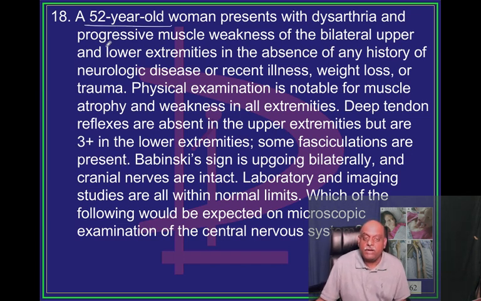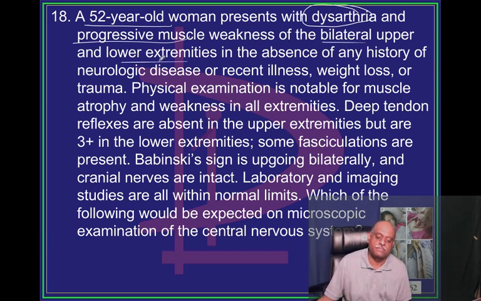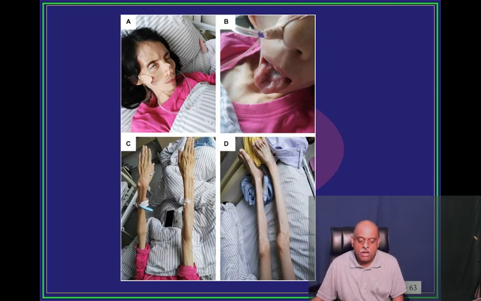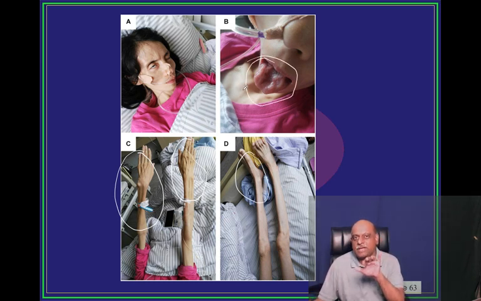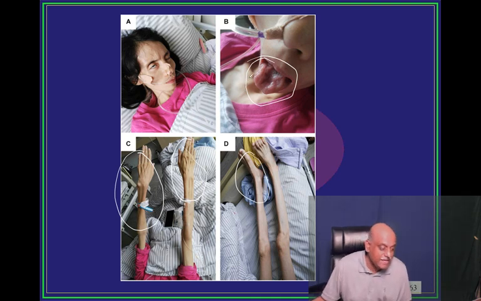A 52-year-old woman with dysarthria, progressive muscle weakness, bilateral upper and lower extremities weakness. There is no recent illness, there is no weight loss, there is no trauma. There is a marked amount of atrophy of the muscles, even involving the tongue muscles. There is fibrillation of the tongue muscle, that means LMN features.